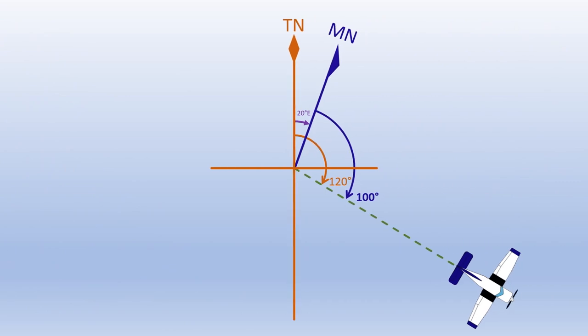An aircraft flies on 100 degrees magnetic track. Compass north is to the east of magnetic north with deviation of 10 degrees east. Thus, compass track is 090 degrees.